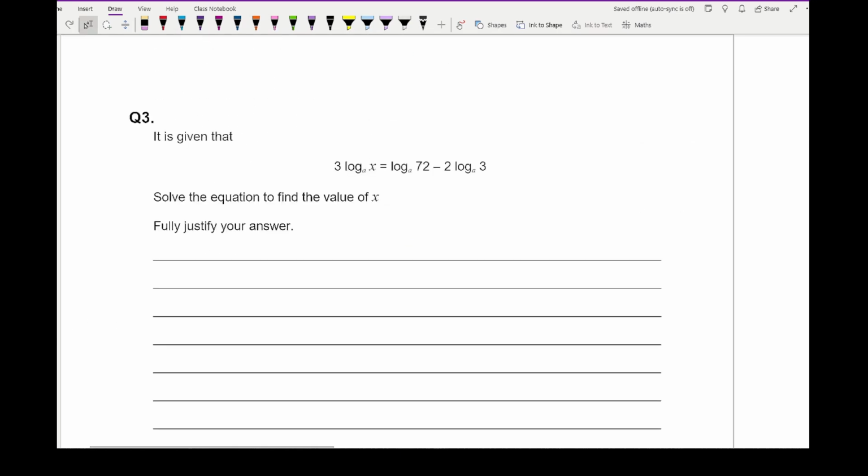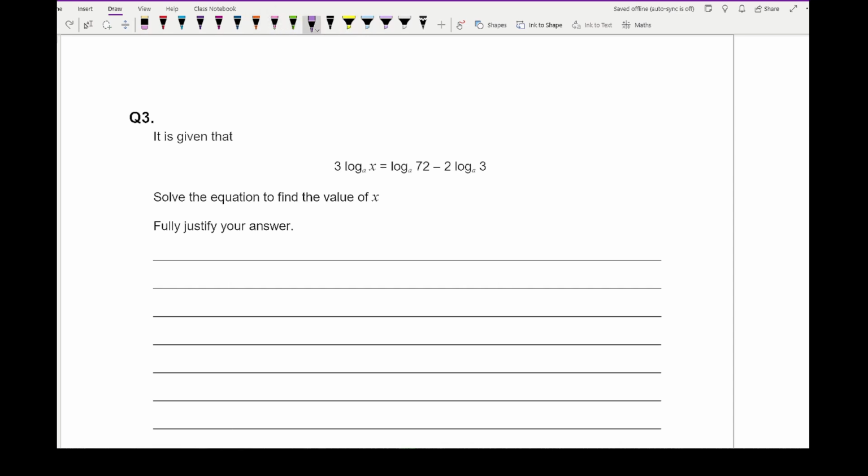Moving on to question 3, it says it is given that 3 log x equals log 72 minus 2 log 3. Solve the equation to find the value of x. Now for this, what we need to do is first of all recognize the laws of logs and understand what we can do with these.